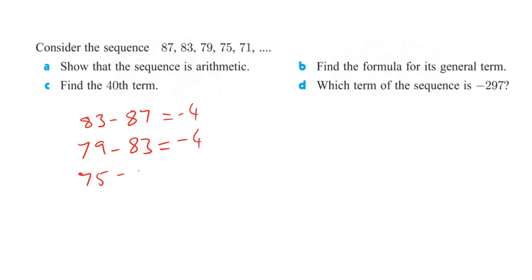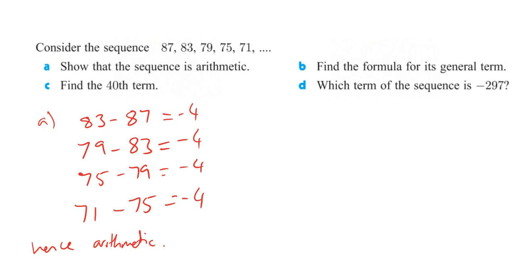And I know this is a little repetitive, but we're going to write it out. And then we've got that last one there, 71 minus 75 equals minus 4. So we can say for sure we are arithmetic. That same common difference. Right, let's move on. Let's have a look at part B. Find the formula for its general term.